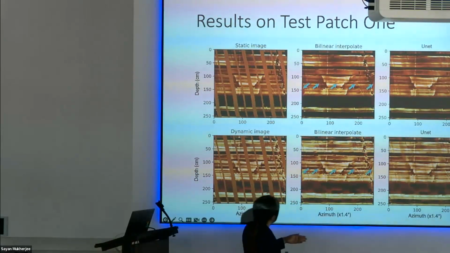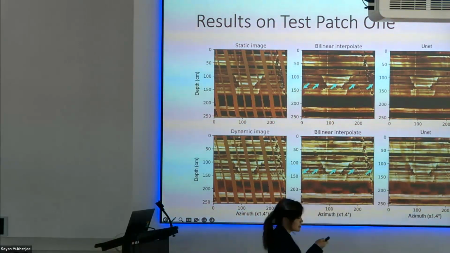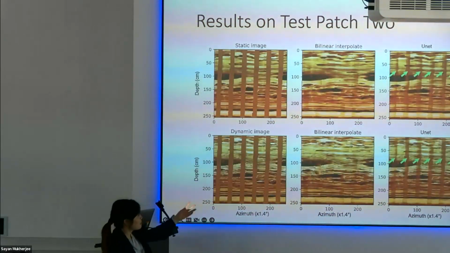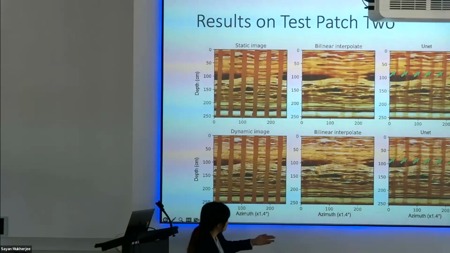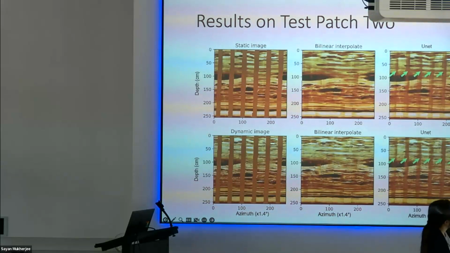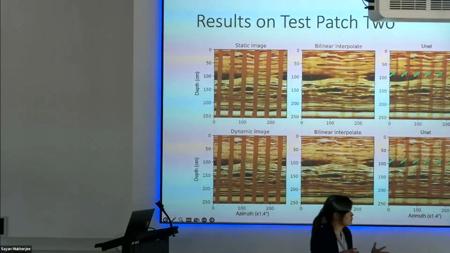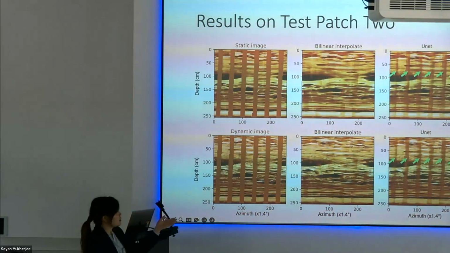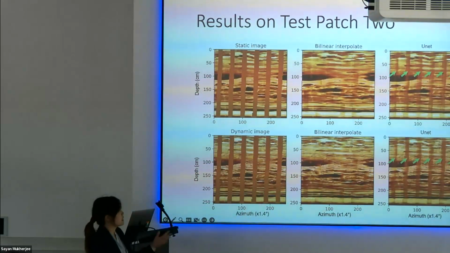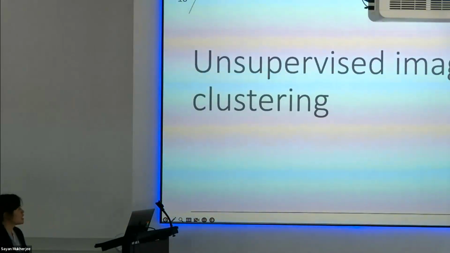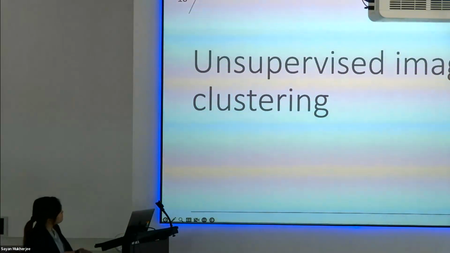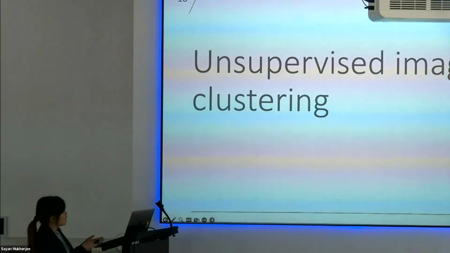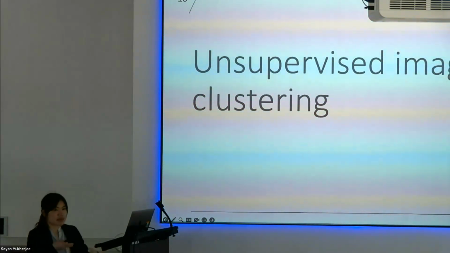So for example, the imprints might not be very obvious here, but the imprints are more pronounced in this example, which is another patch from the test set. So we see a lot of imprints in the U-Net results, but in the predictions given by our model, we observe mild imprints. So our model outperforms the bilinear interpolation method and the U-Net in terms of inpainting. So after we get the complete image with inpainting, we can do unsupervised image clustering on them to get some meaningful facies.